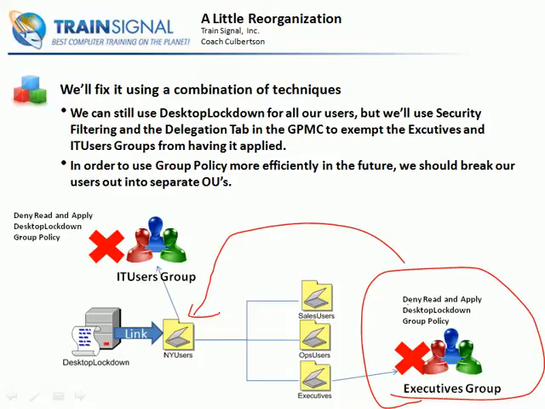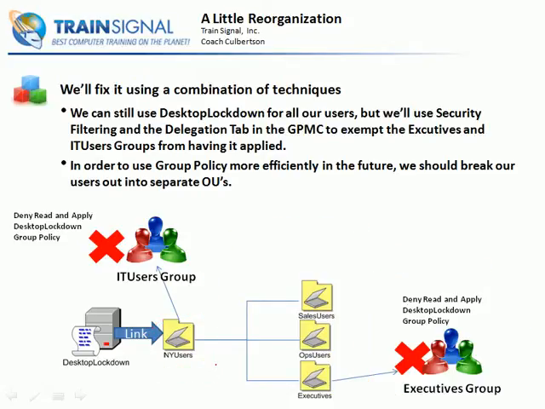If Hank's account and the executives group is hanging out over here in the NY users, we can go ahead and use that security filtering to still make sure that Hank can put his favorite picture of his horse on his desktop as his wallpaper, and that's going to be okay. If we start moving groups around, though, we might end up with some problems. We might have to go back and reapply security filtering.